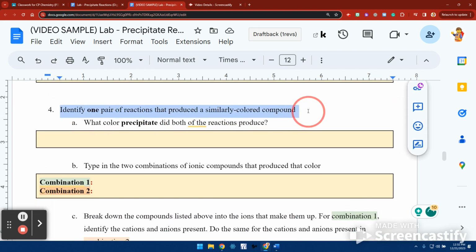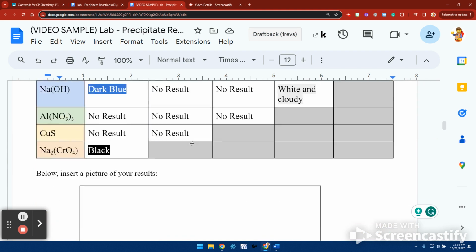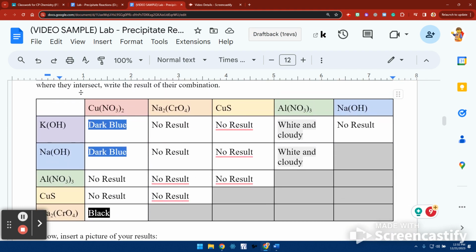Identify one pair of reactions that produced a similarly colored compound. Now, whichever one you do is entirely up to you. All right. Again, you should have 3 or 4 different matching results from your combinations. All right. I'm going to choose from my data set. And remember, this is a made up data set. All right. So yours looks nothing like this, but I'm going to choose the dark blue compound. I want to figure out what that dark blue compound is.